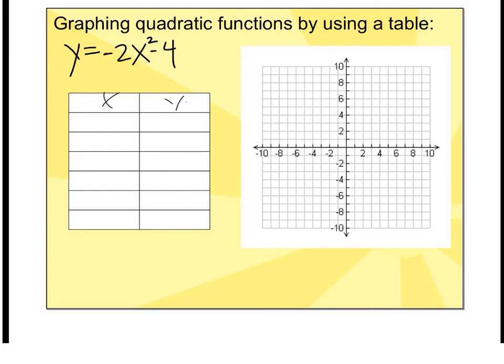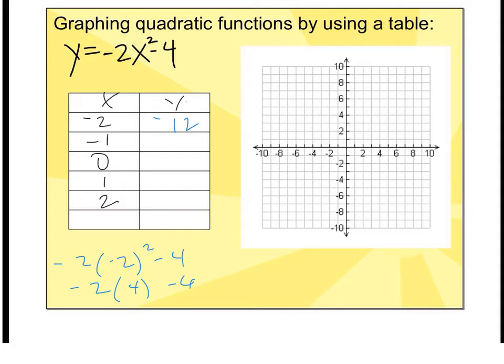If I don't know where to start, there's some basic x values I usually try. So I usually try x being negative 2, negative 1, 0, 1, and 2. After that, if I feel like I still don't have a clear picture of the parabola, I will go back and add more points as needed. So plugging in x is -2, I have -2 times -2 squared minus 4. It gives me -2 times 4 minus 4. Well, that's -8 minus 4, so that's -12.